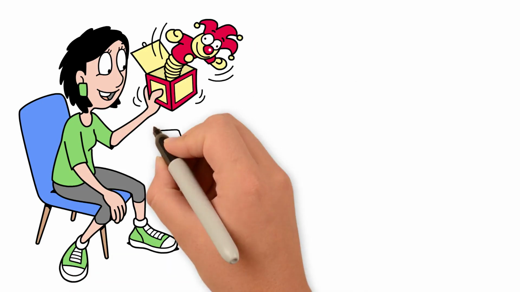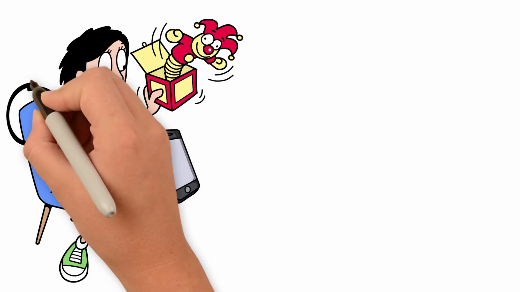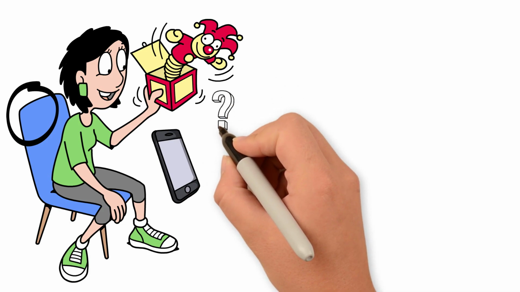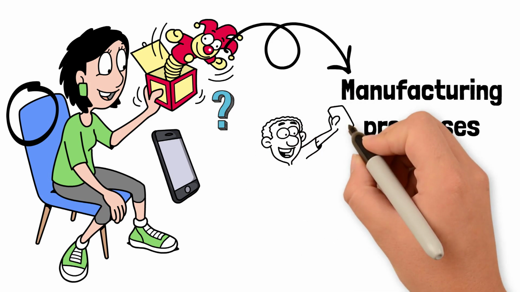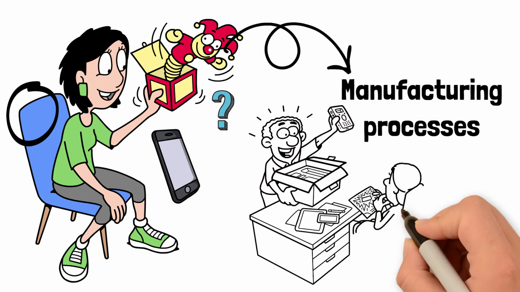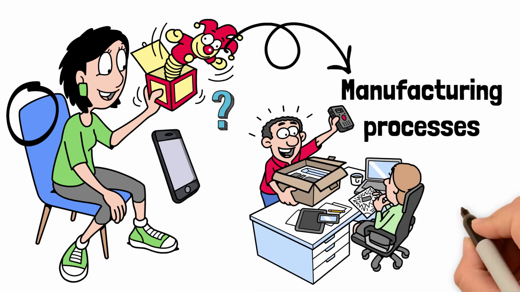Ever wondered how your toys, phones, or even the chair you're sitting on were made? Well, guess what? It's all thanks to something called manufacturing processes. In today's video, we're going to dive into the world of manufacturing and learn how ordinary things become real products.